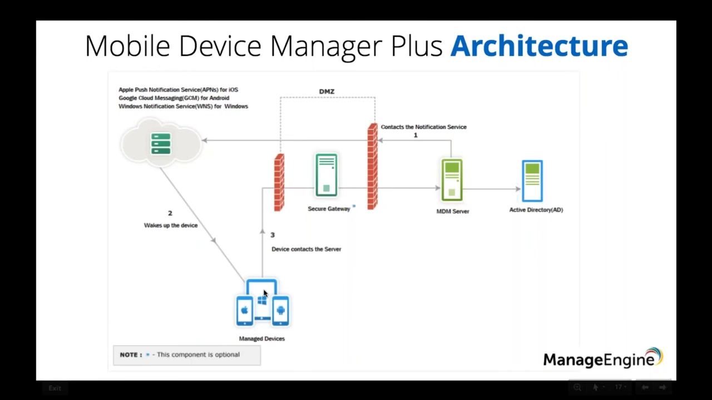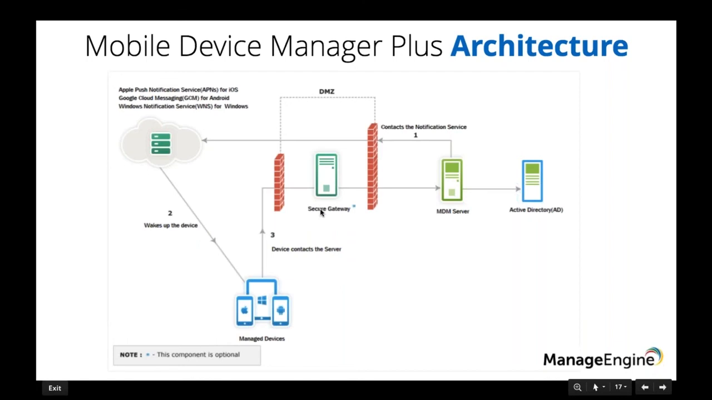As the devices to be managed are mobile and are always on the go, it is recommended that you NAT your internal IP address with an external IP address. For those of you who are worried about security and the threats that arise from exposing the network, you can optionally configure a secure gateway.